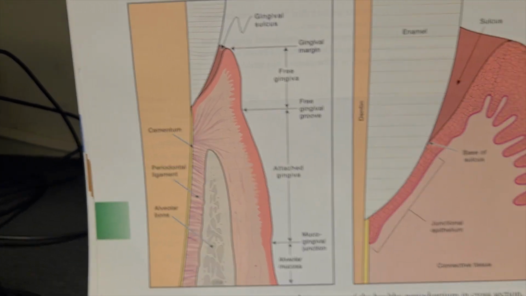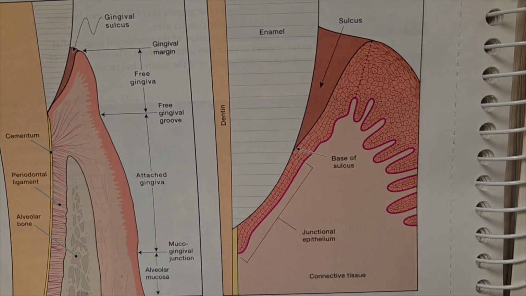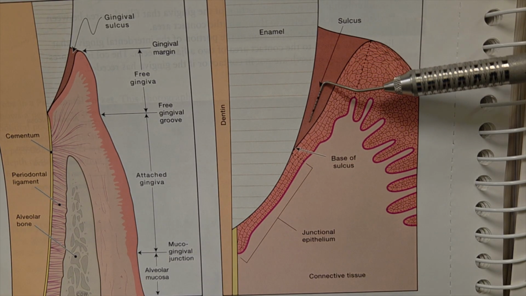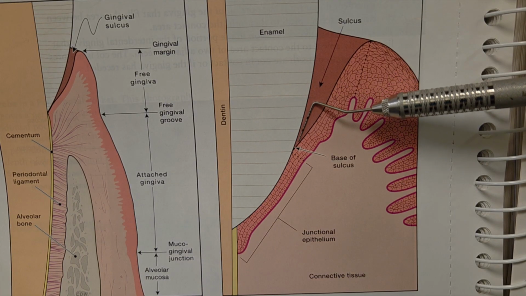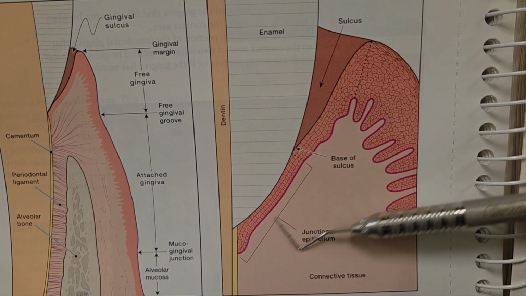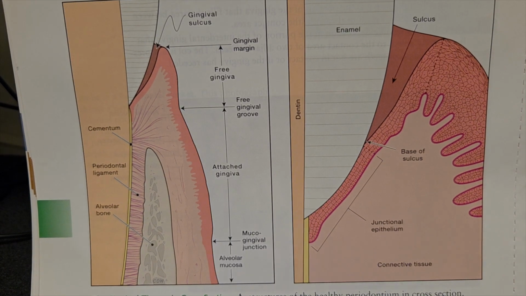And again, I have an even more in-depth picture of that sulcus there. So that's that sulcus, like I said, where we measure the gum tissue, and there's the base of the sulcus where we would stop probing. And then there's that junctional epithelium. And I want to talk a little bit further.